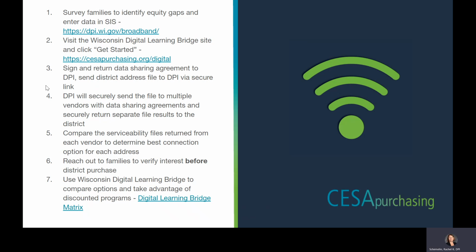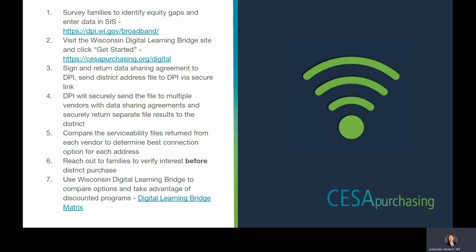As I stated earlier, the first step is to survey families to identify digital equity gaps and find out who does not have service. After you've collected your digital equity gap data and analyzed it, the next step outlined here on the slide in step 2 is to go to the Digital Learning Bridge website, CISApurchasing.org/digital, and follow the directions to click on Getting Started. When you click on Getting Started, it will open up a form that you complete as a school district, and that generates a response to DPI.